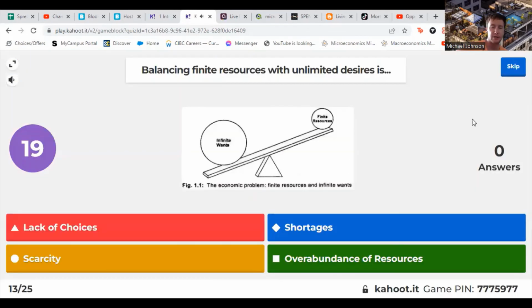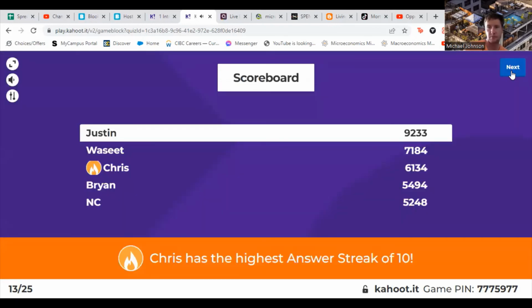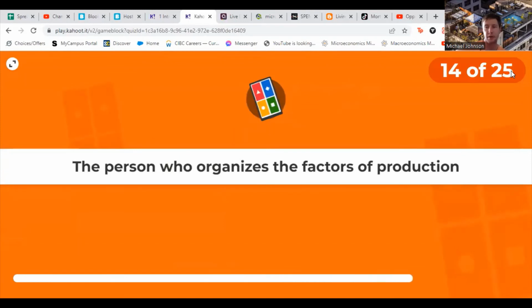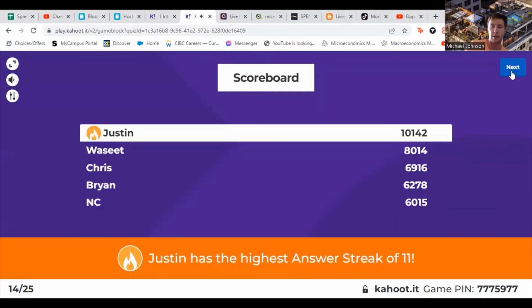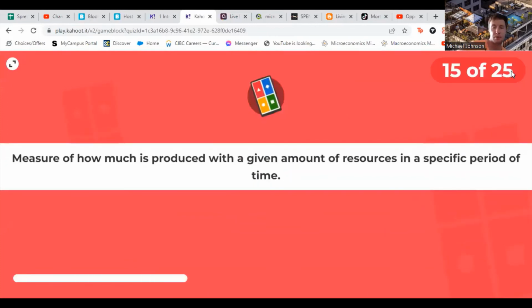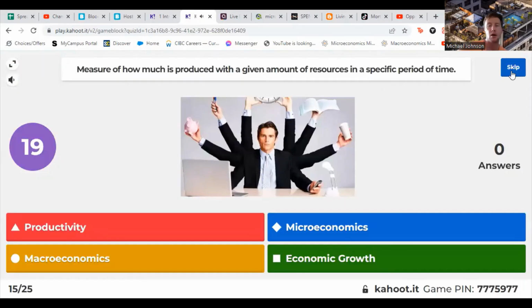Balancing finite resources with unlimited desires is: red, lack of choices, blue is shortages, yellow is scarcity, green is overabundance of resources. Yellow, scarcity, is the right answer. The person who organizes the factors of production: red is land, blue is capital, yellow is entrepreneur, and green is labor. Which one is the right answer? Yellow, entrepreneur, is the right answer. Measure of how much is produced with a given amount of resources in a specific period of time. Red is productivity, blue is microeconomics, yellow is macroeconomics, green is economic growth.